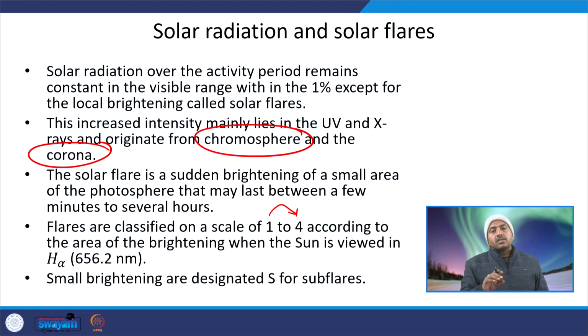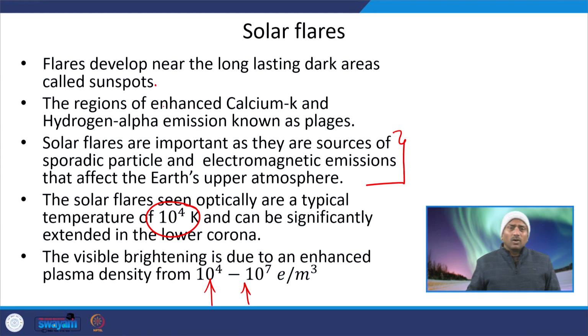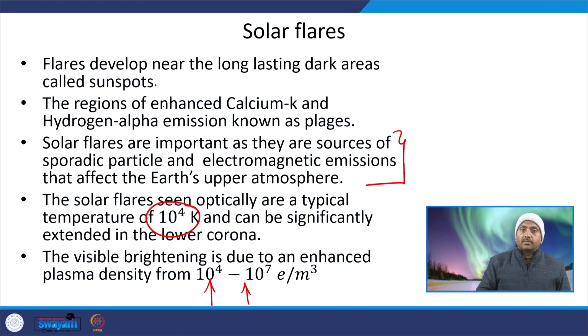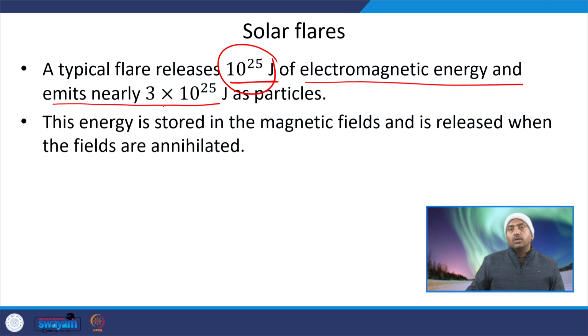And why we are discussing solar flares is there is a possibility that solar flares can induce variability in the sun's energy output. Okay. And where do you see this energy output changing? Originating from the chromosphere and corona, and in the UV and X radiation. And it is characterized into 4 ranges on a scale, and brightening on small scales also refers to the subflares, which are denoted with an S.